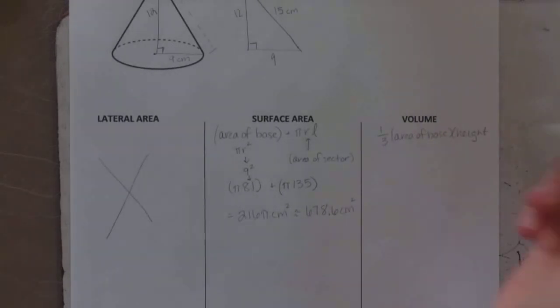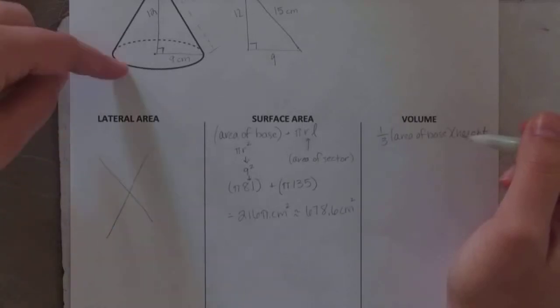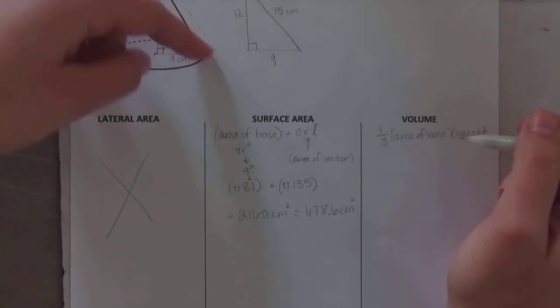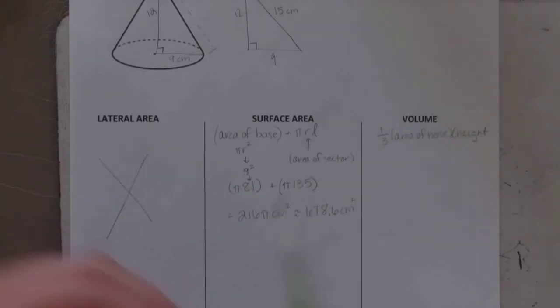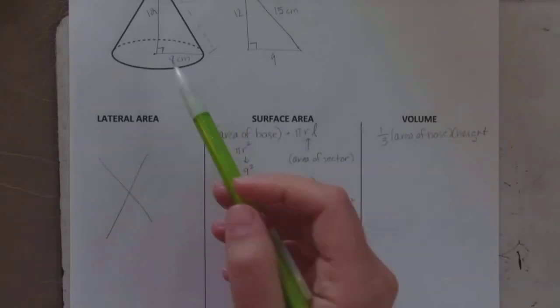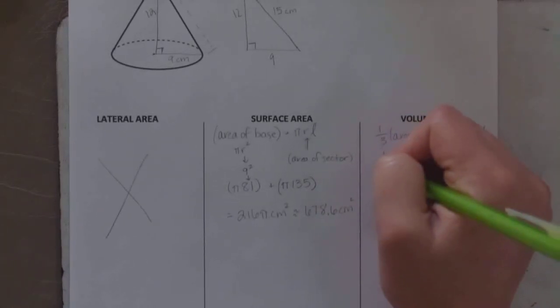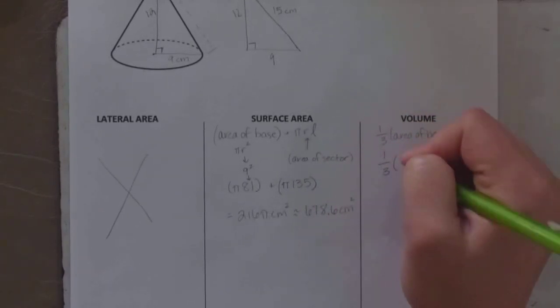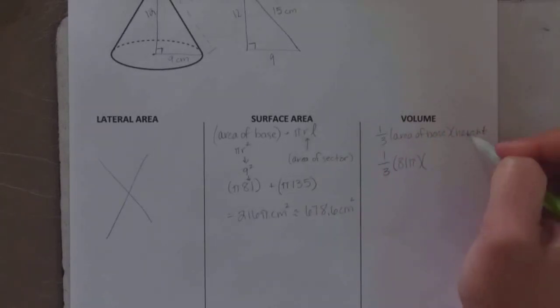The volume, the formula is pretty much the same as the pyramid. 1/3 of the area of the base times the height. So again, if we had a cylinder that had the same size base, like a circle for its base, and had the whole cylinder, it would take 3 cones to fill that cylinder. Alright, so 1/3 area of the base, we already said that's 81 pi.